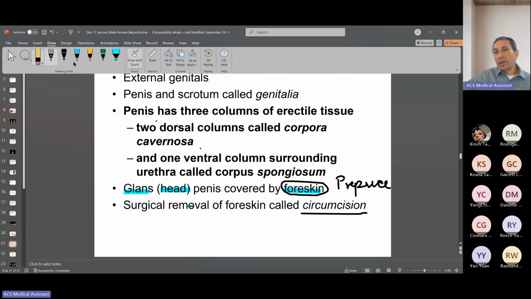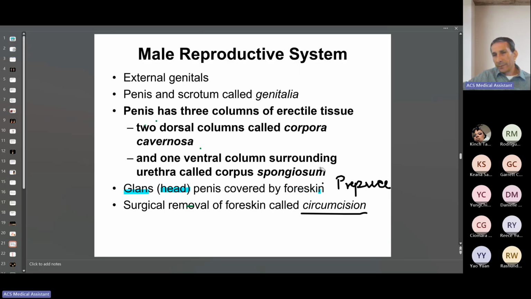So this is the external genitalia. Remember? The scrotum and the penis. That's it. So the penis is covered by this piece of tissue that's called the skin. This is layman terms once again, but the medical term is the prepuce, and this procedure is called circumcision.